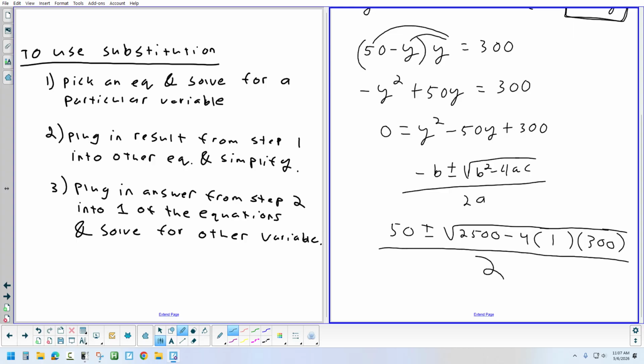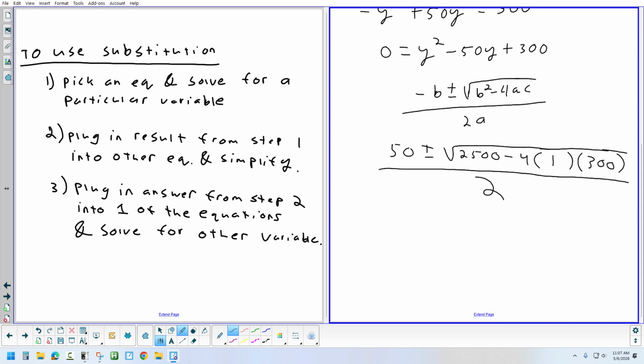Okay. So let's do all that out. So we get 50 plus or minus the square root of... Kylie, what's going to be under my square root there? 1300. And now let's find our answers.